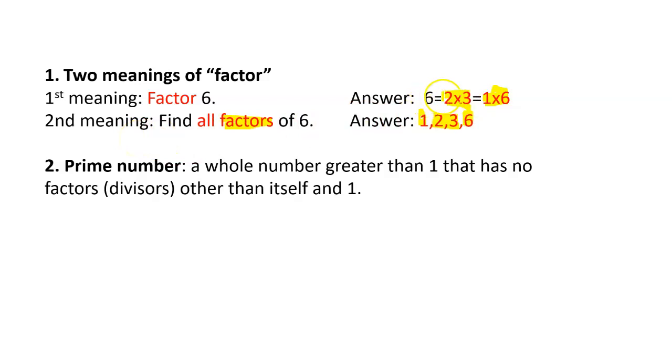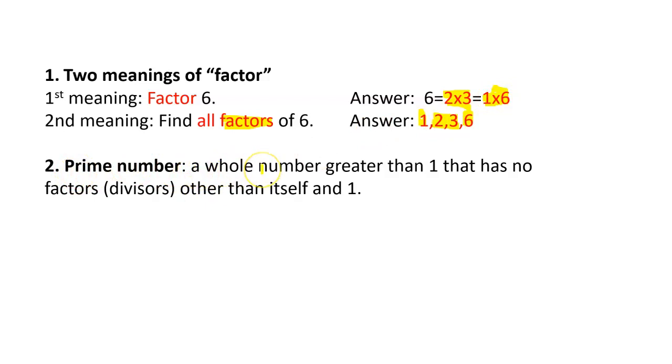Notice in the factoring here, there are two different types of factorings. I have 2 times 3, and 1 times 6. And 2 and 3 are both what we call prime numbers. So what is a prime number? 1 is not a prime number, and 6 is not a prime number. So here's the definition for prime number.